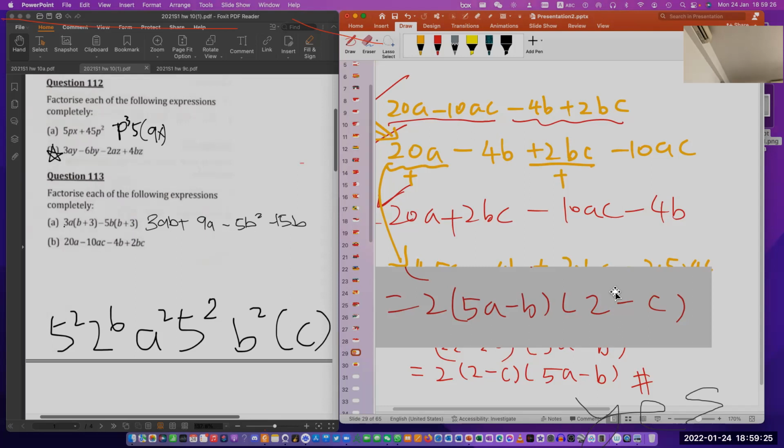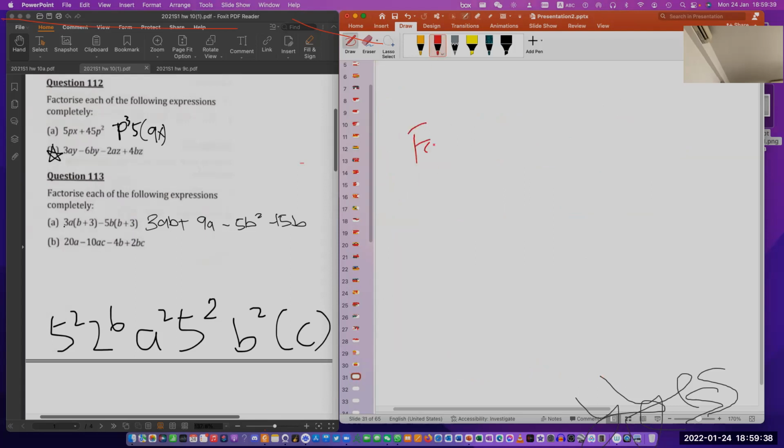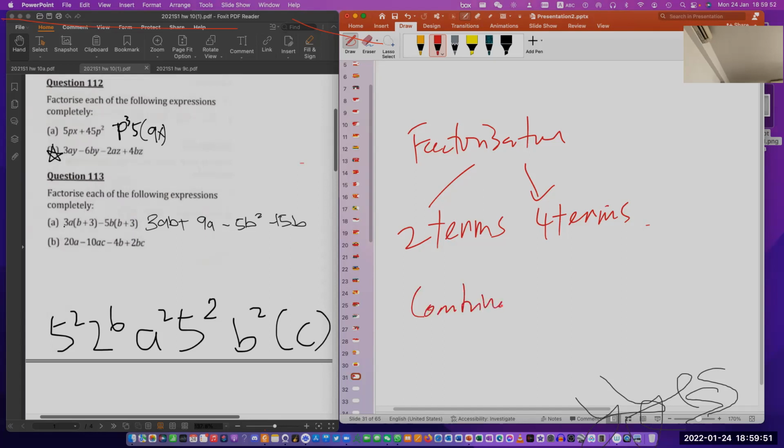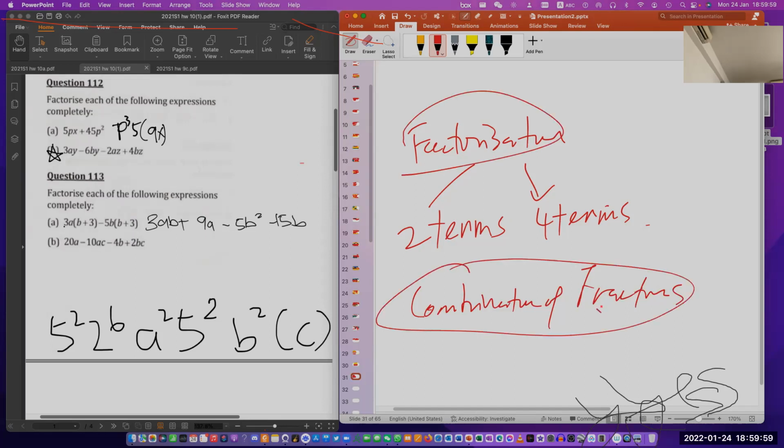So this is how you can do a factorization, and of course, how you combine fractions. By the way, this lesson is all about factorization, with two terms and then four terms, and then combination of fractions. So we have been talking about these key concepts for this lesson. Okay. Do you have any other questions?